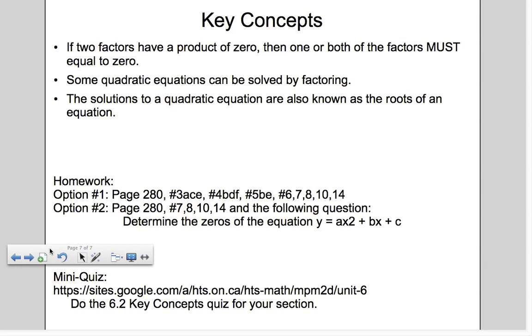Okay, so for homework, 2 options. The second one is a lot shorter than the first one, but determining the zeros of that equation in general will take you some time. So you have your choice in your homework. We're not going to have time for this mini quiz.